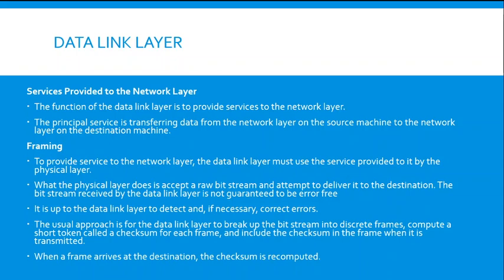The physical layer accepts the raw bit stream and attempts to deliver it to the destination. The bit stream received by the data link layer is not guaranteed to be error-free, of course. It is up to the data link layer to detect and, if necessary, correct errors. It sends a packet and checks how many were sent and how many were received. The usual approach is for the data link layer to break up the bit stream into discrete frames, compute a short token called the checksum for each frame, and include the checksum in the frame when it is transmitted. When a frame arrives at the destination, the checksum is computed again. We have the link layer.